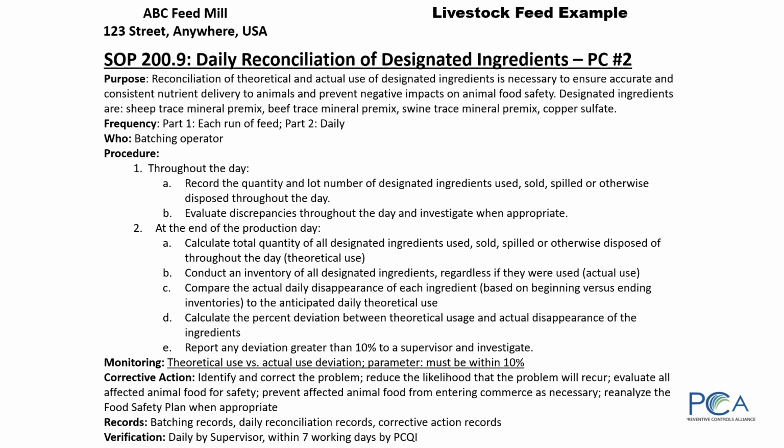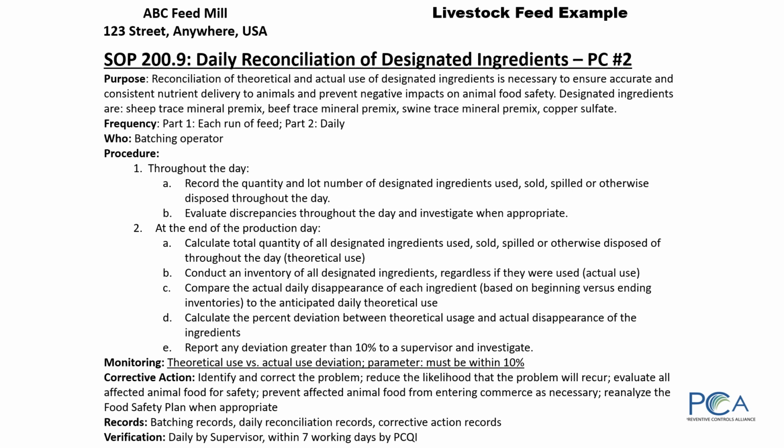So let's take a look at this procedure. Again, we have the purpose, frequency, and who's doing it. The procedure: throughout the day, I'm recording lot numbers and how much ingredient was used. And then as I can throughout the day, I'm going to evaluate discrepancies and investigate where appropriate. Then here's the big one. At the end of the day, we're going to calculate the total quantity of all designated ingredients used, sold, spilled, or otherwise disposed of throughout the day.